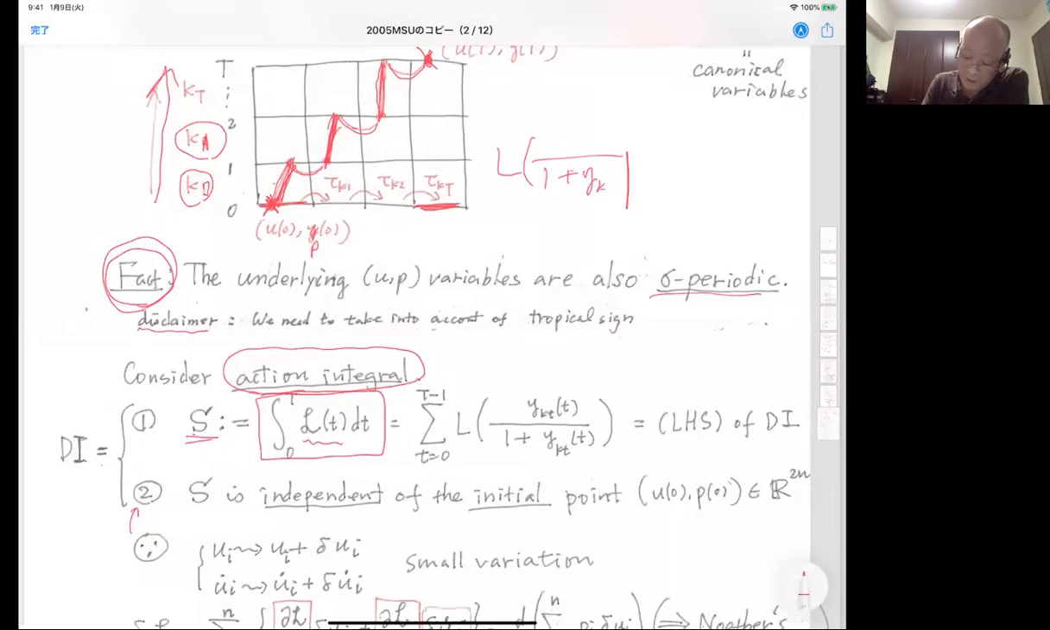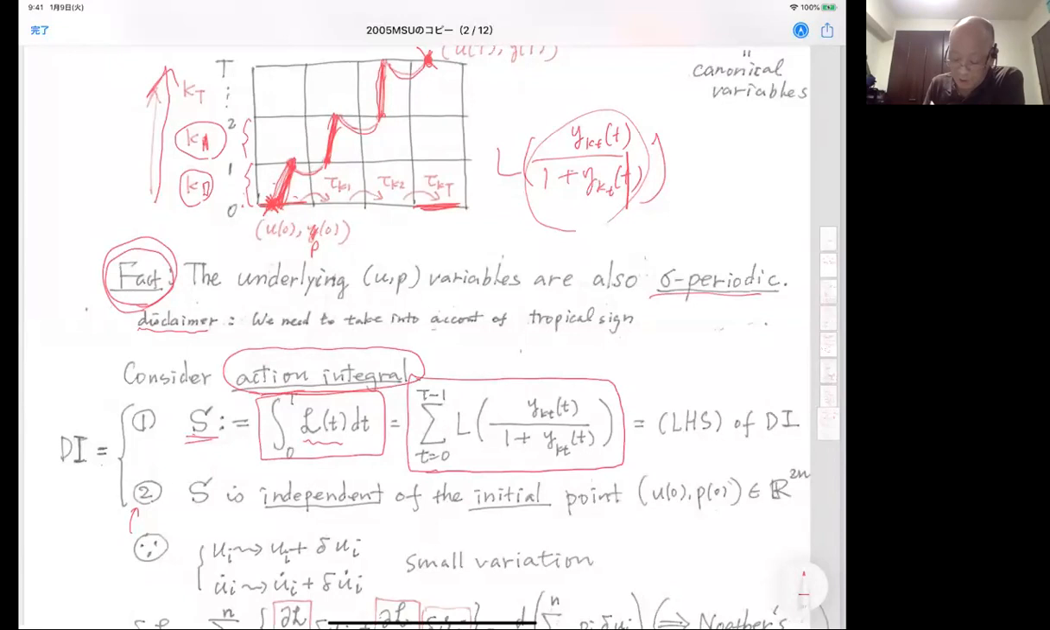And this Y variable is a constant. So this L is a constant in each segment. So this integral just becomes a sum of Rogers dilogarithms. This is the Hamiltonian. And now I remember that this is exactly the left-hand side of the dilogarithm identity. So the dilogarithm identity is nothing but the action integral of this contour.